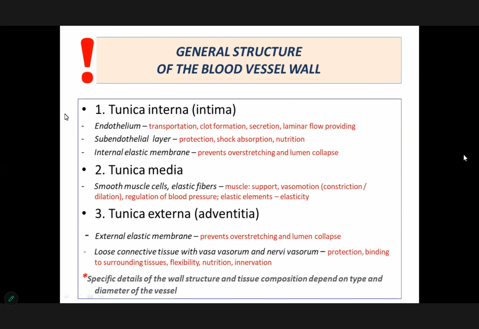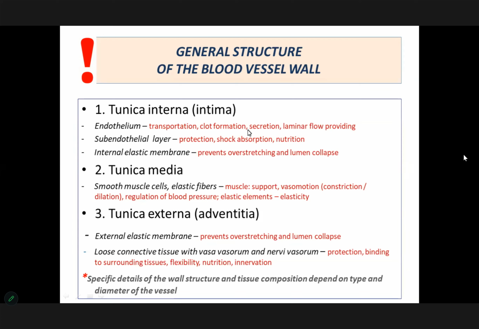Now, each layer consists of sublayers. Tunica interna is the innermost layer, and it includes endothelium. Endothelium is always the innermost layer in any vessel, and also inside the heart. The heart is also lined from inside with endothelium. Endothelium is a layer of flat cells.